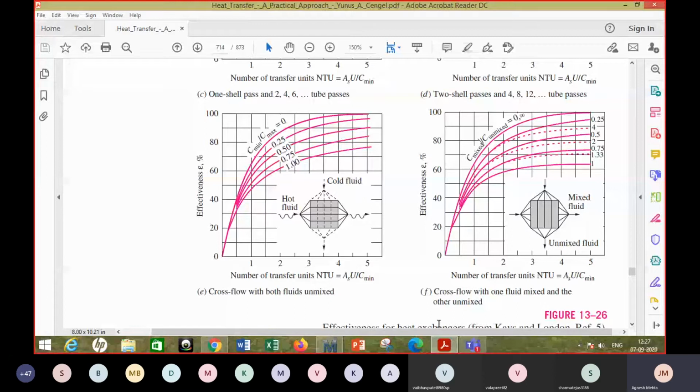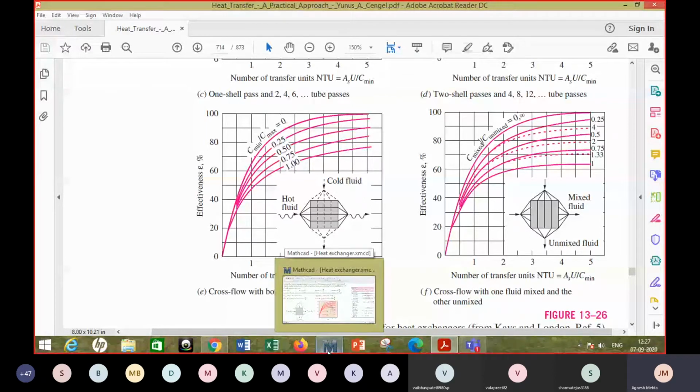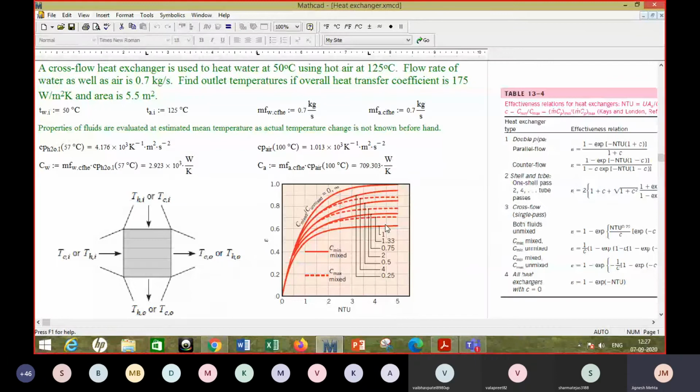Okay, so let's have an example. I hope you are ready with your property tables and your calculators. So you can write down this example. I can zoom it a bit.